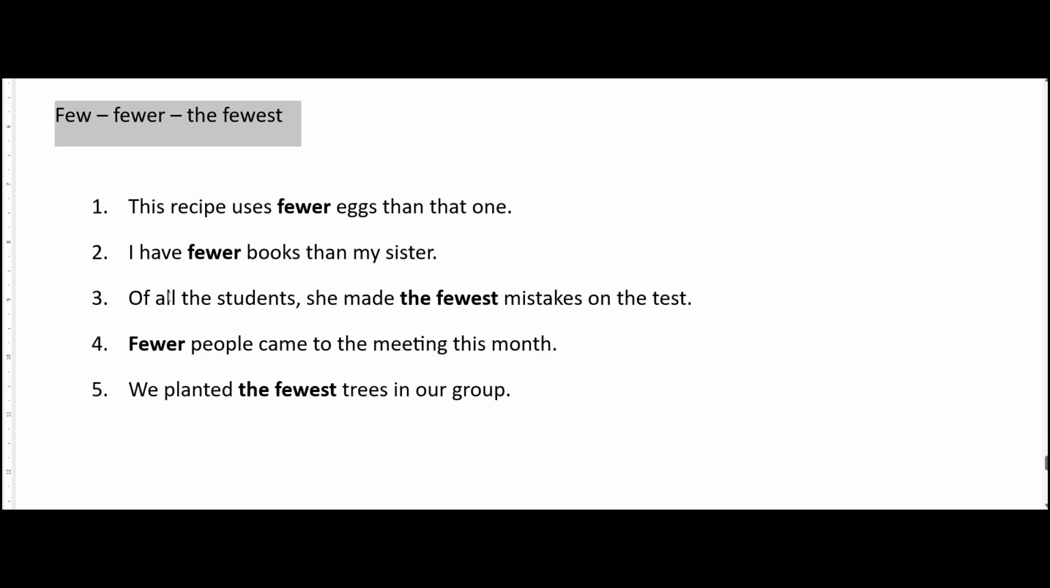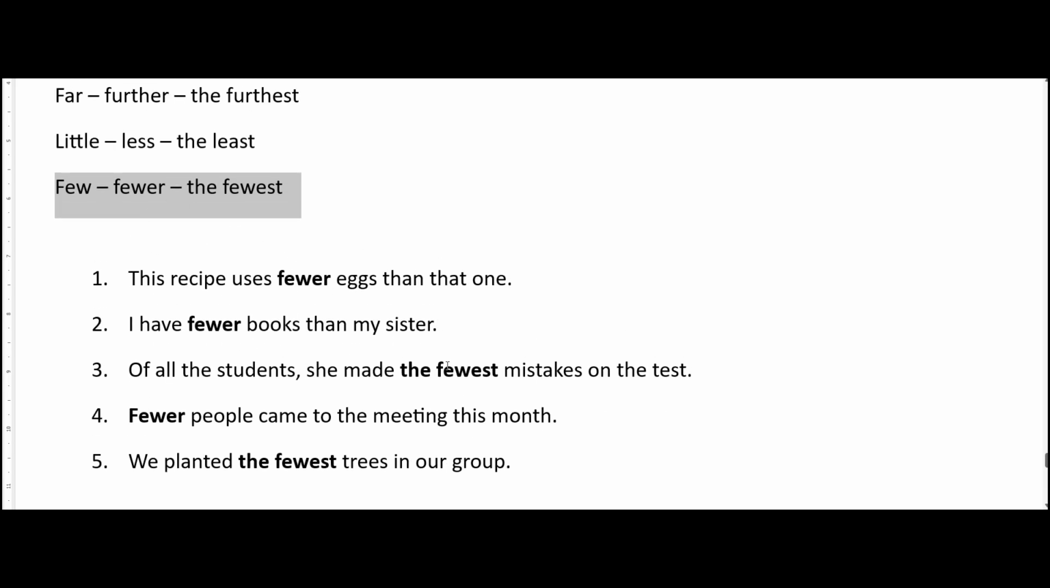Oh, and some things to remember, irregulars. Good, better, the best. Bad, worse, the worst. Far, farther, the farthest. Far, further, the furthest. It's about physical distance, it's about additional stuff and more metaphorical distance. Little, less, the least. Few, fewer, the fewest. And some examples with fewer and fewest.